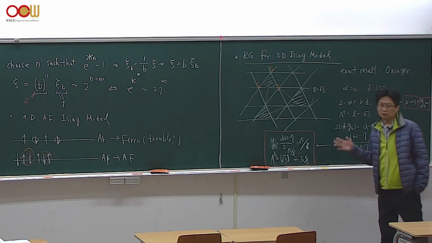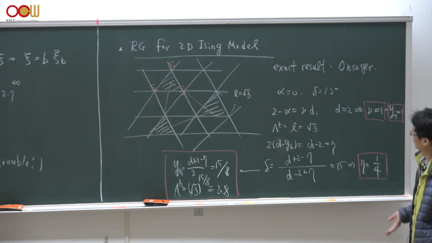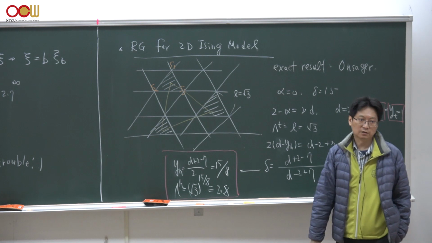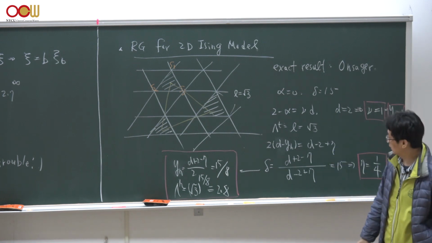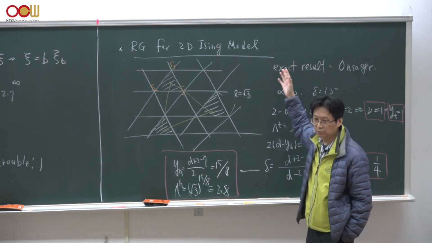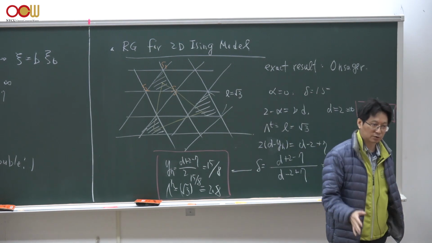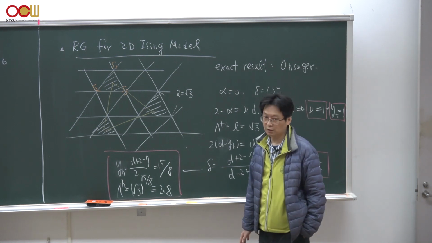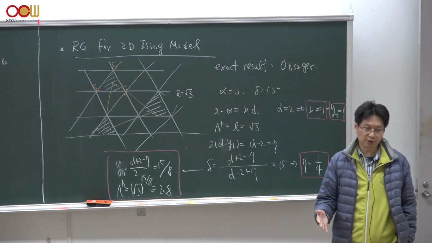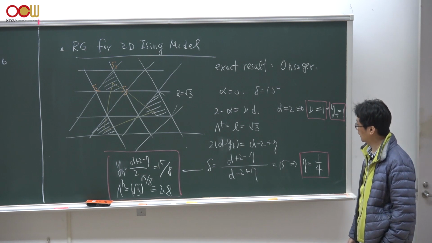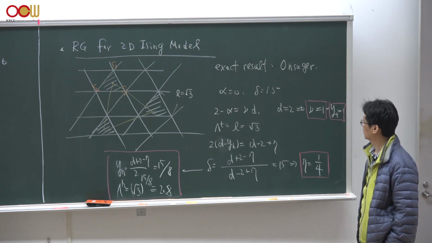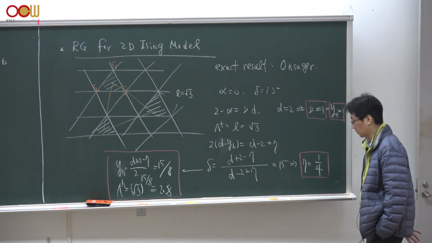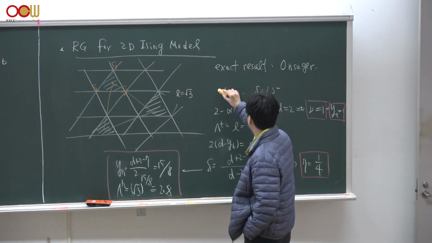Next, we should study the two-dimensional Ising model on the triangular lattice, which was solved by Onsager a long time ago, and he was able to get the exact result for this two-dimensional Ising model. But we will apply the RG procedures on this model again. Before we do that, let us outline the Onsager results.